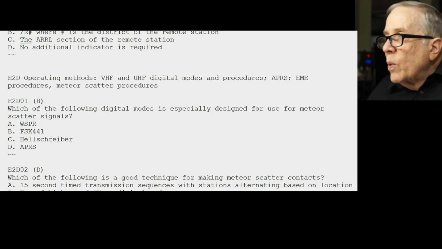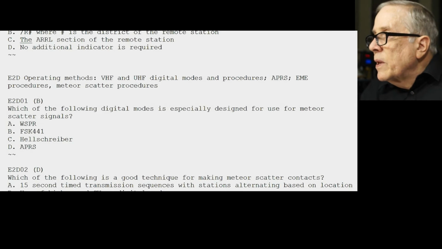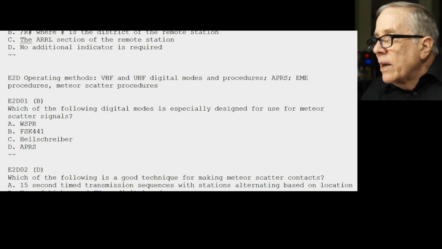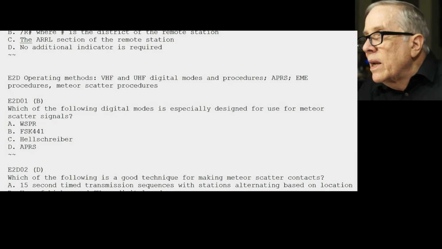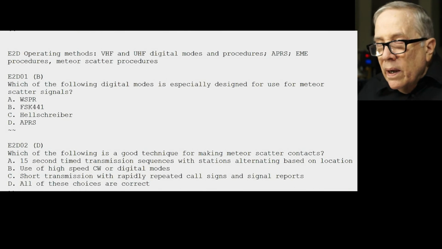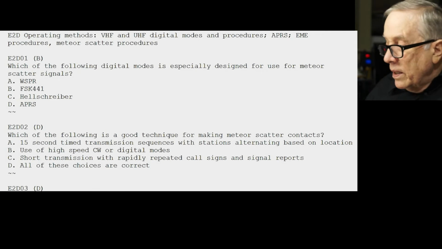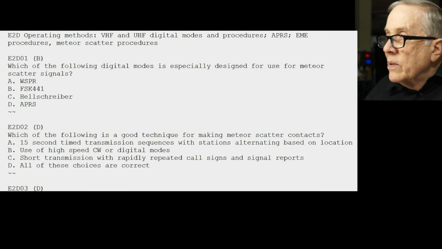E2D01. Which of the following digital modes is especially designed for use for meteor scatter signals? And the answer they have is FSK441. I would disagree with that today. There's a better answer than that.